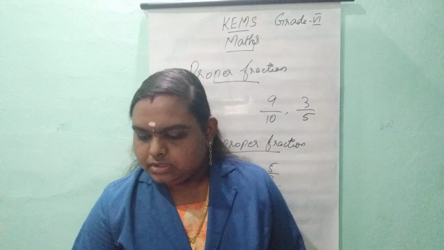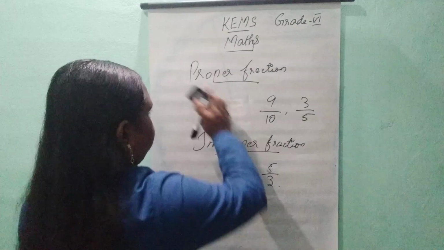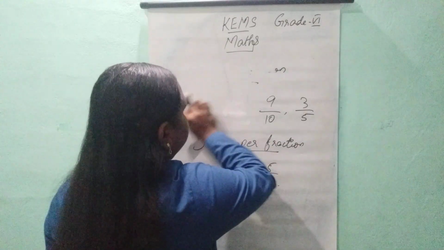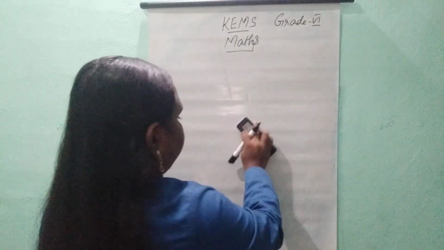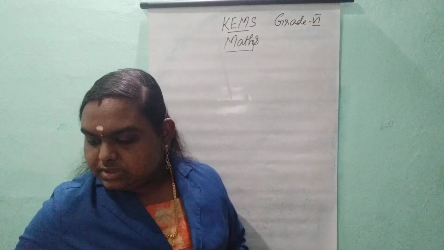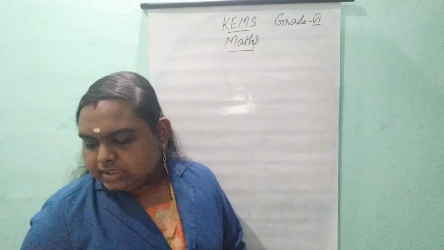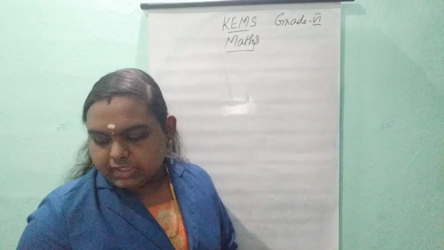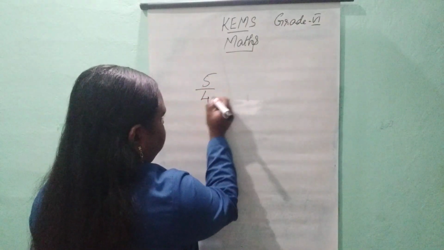Next one is the mixed fraction. What is a mixed fraction? A mixed fraction is a combination. It can be written as the combination of a whole and a part. That is, if we have 5 by 4, I am taking the number 5 divided by 4.